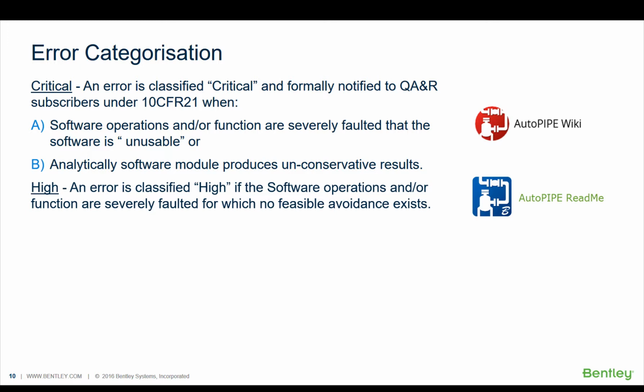The next level down are high errors. These are like critical, but are conservative in nature. They still receive urgent attention as no avoidance exists.